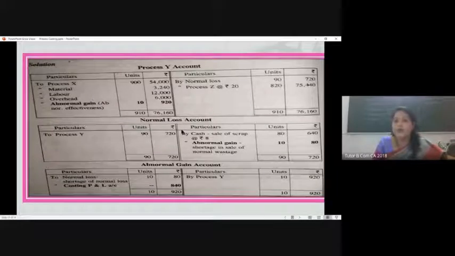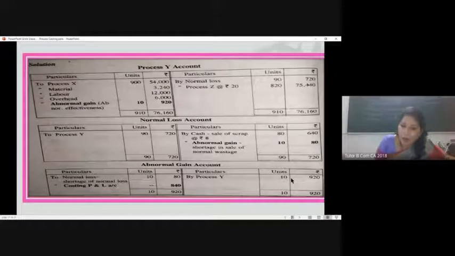Now let's see how we account that in the abnormal gain account. This part we have already learned, but I will explain once more. In case of abnormal gain account, we know that it is a case of gain. So definitely the first thing we will do here is, by process Y, 10 units 920, because this is actually a complementary transaction. So abnormal gain is being debited in the process account and credited in the abnormal gain account. So I have credited it here.